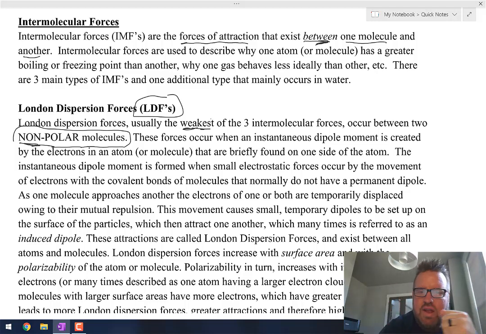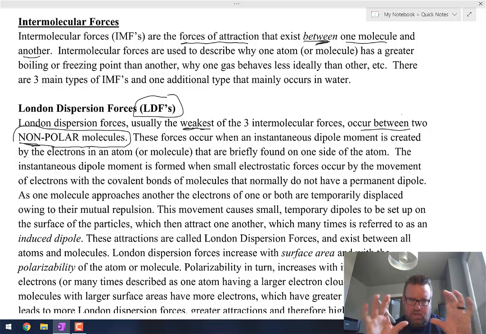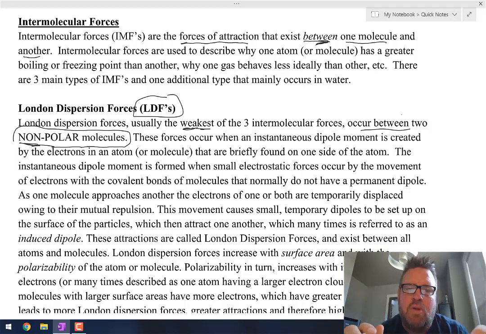Now, when we say it occurs between two non-polar molecules, that is true. Okay, really, the true definition though of London dispersion forces, every single type of molecule, whether it's polar or non-polar, experiences London dispersion forces. Okay, but non-polar molecules only experience London dispersion forces. So whether it's polar or non-polar, there's always London dispersion forces involved. It's when you have a non-polar molecule that the only type of intermolecular force is London dispersion forces.